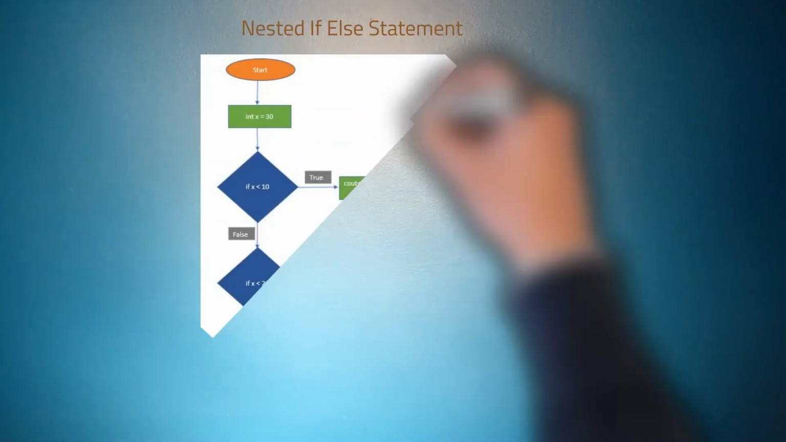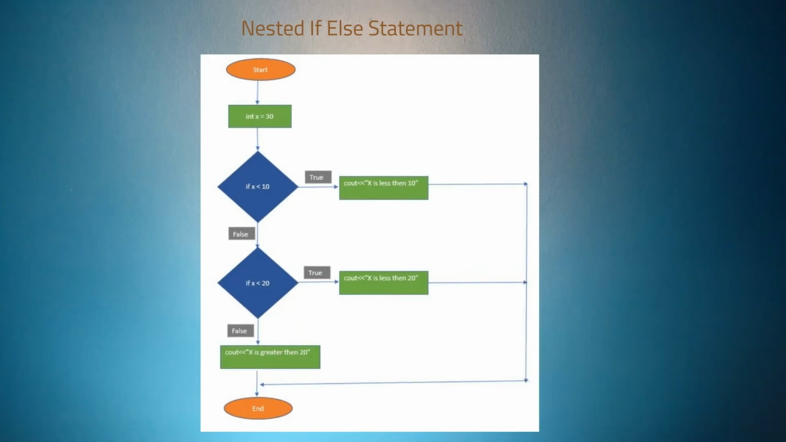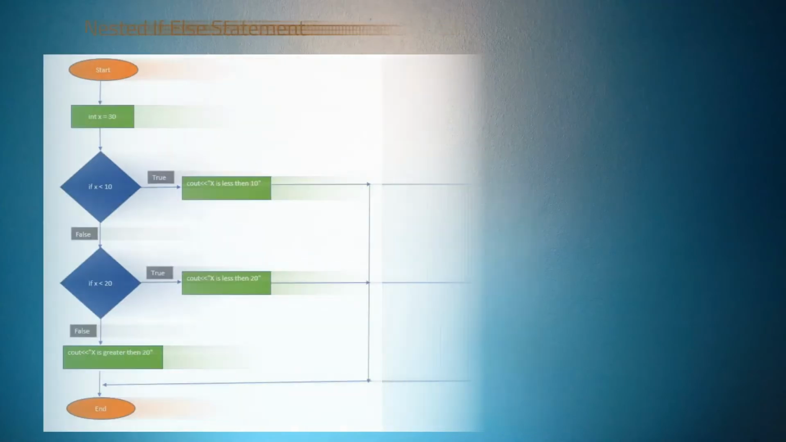In the flowchart, the value of x is initialized as 30. It goes through the first condition where it checks for x less than 10, or 30 less than 10. This is evaluated to be false, so it checks the next if statement, which checks for x less than 20, or 30 less than 20. This also is evaluated to be false, so finally, it goes to the else block and prints x is greater than 20, and ends the program.